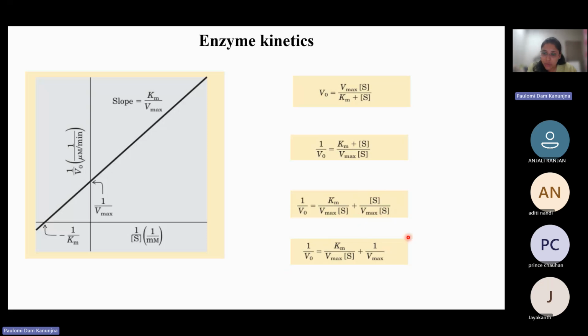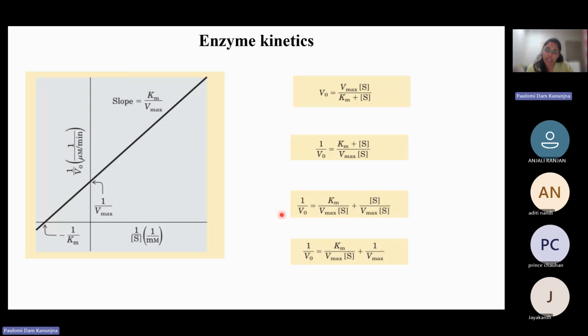It finally looks like this. 1 by V naught is equal to Km by Vmax divided into x plus 1 by Vmax. If you convert this to y is equal to mx plus c, it becomes very clear. Y is 1 by V naught in the straight line. M is the slope, Km by Vmax.